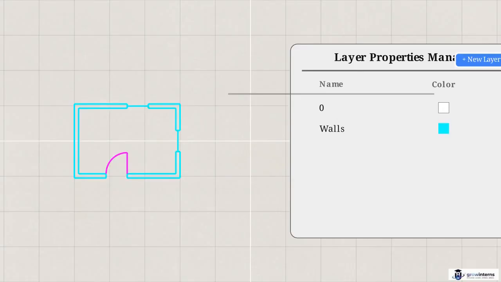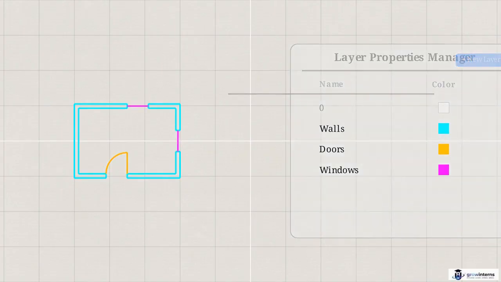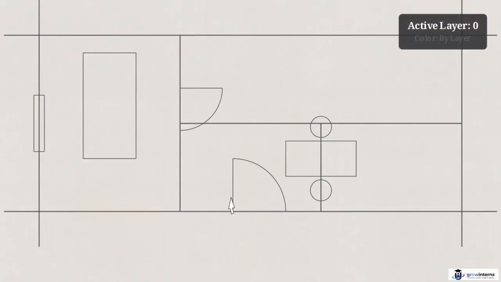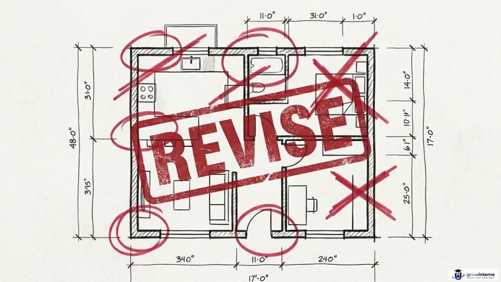Next, open the Layer Properties Manager to create 3 layers: walls, doors, and windows. Give each a high contrast color so they stand out on the dark grid. Setting up layers first is a mandatory habit. Trying to organize a complex drawing after the fact, rather than switching active layers while you work, leads to misplaced elements and messy revisions later on. Make sure your walls layer is active.